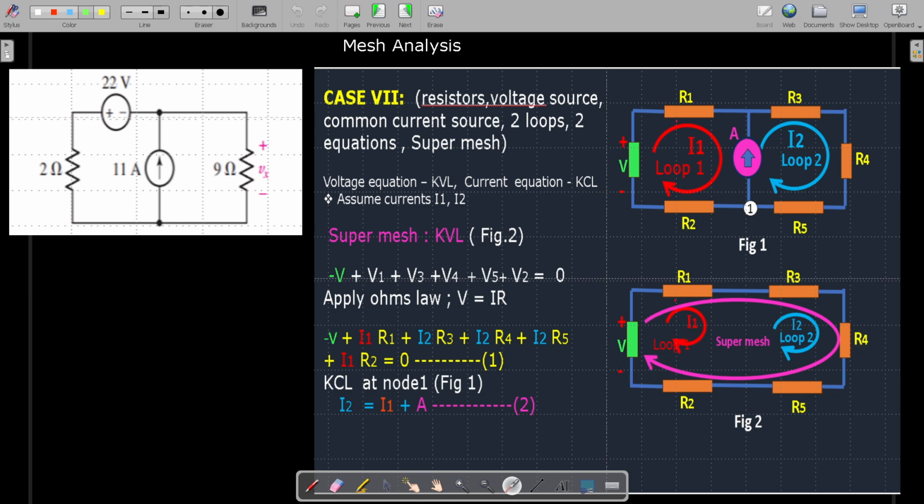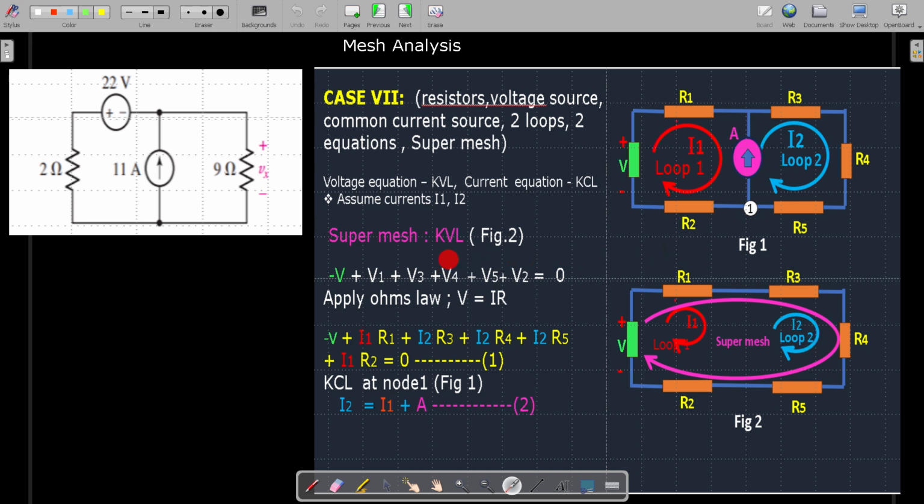This super mesh is formed after ignoring this current source. This particular path is being ignored. So this super mesh consists of two currents, I1 and I2, which flow through their respective resistances. For example, this I1 current flows through R1 and R2 alone, even though you are having a super mesh. Similarly, in this super mesh, you have R3, R4, R5 resistances through which only the I2 current is flowing. That you should take into consideration. Okay, now we'll see how to solve this.